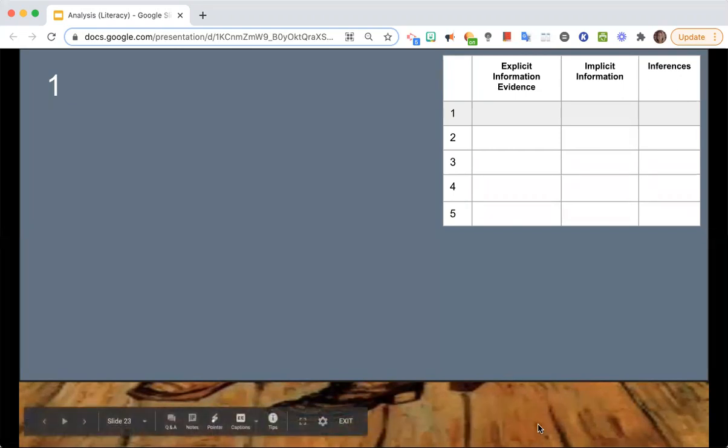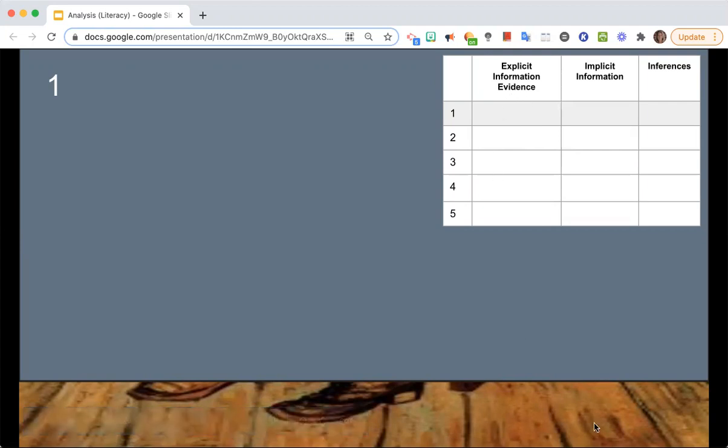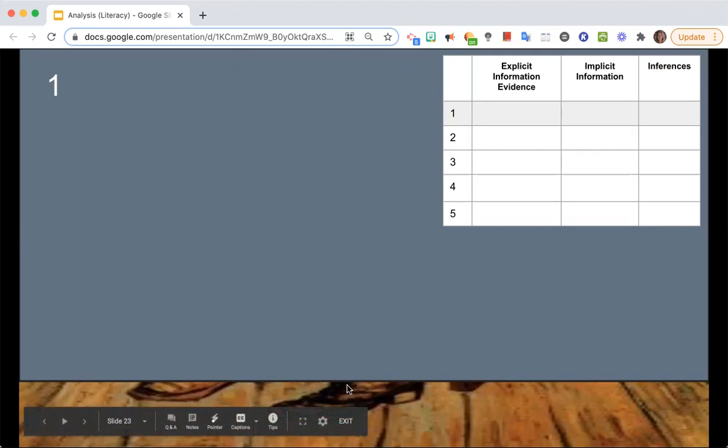So right now we're looking at what looks to be floorboards. So in my explicit information column right here, I might have that I see a wood floor. I see shoes that are brown. They have dark spots on them.